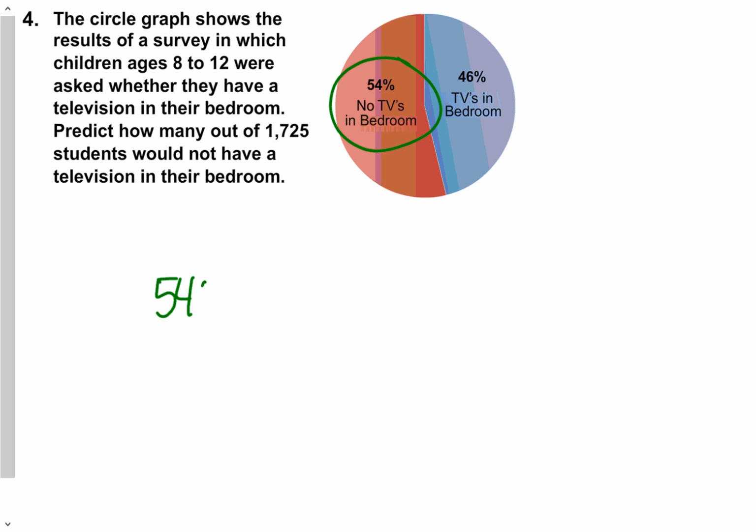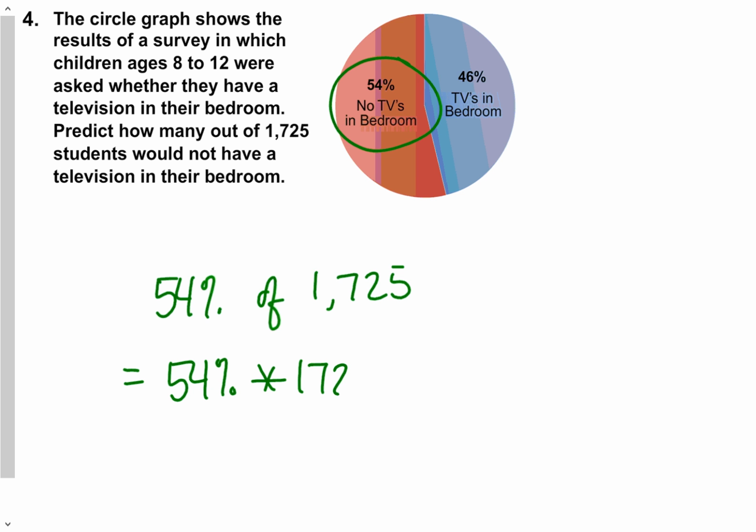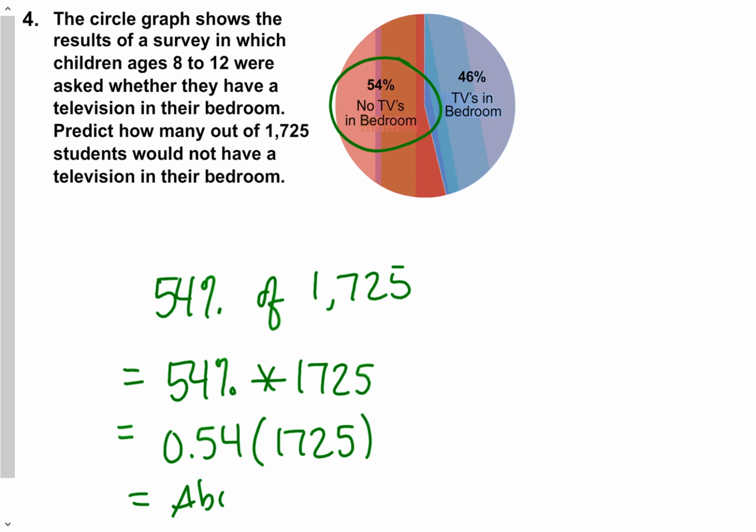So we're going to say 54% of the 1,725. We're going to change the word of to multiplication. Then we're going to change this into a decimal, 0.54 times 1,725. And this equals about 932 students do not have a television in their bedroom.